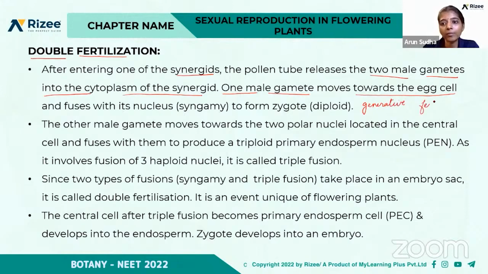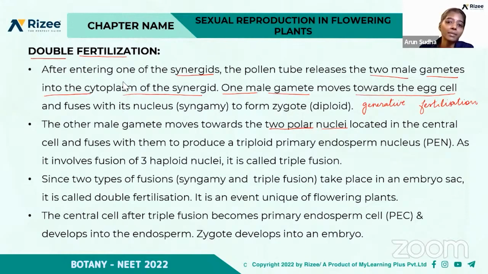And this syngamy is also called generative fertilization. Okay. And the other male gamete moves towards the two polar nuclei. We saw the structure. I hope you're clear with the structure, right? In the middle, there will be two polar nuclei. And at one end, that is at the micropylar end, we'll have the synergids and the egg nucleus. So one male gamete fuses with the egg cell to form the zygote.